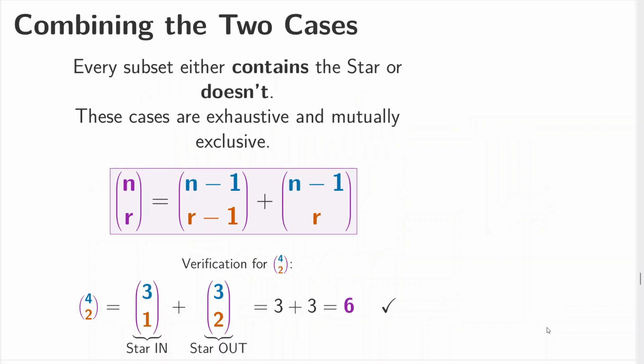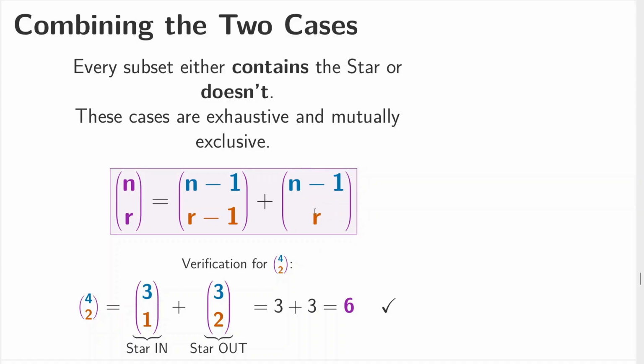Bringing it all together, we are now combining the 2 cases. Logically, every single possible subset either contains the star or it simply doesn't. These 2 paths perfectly cover every possibility. They are exhaustive and mutually exclusive. Therefore, our grand equation is formed. N choose R equals n-1 choose R-1 plus n-1 choose R.